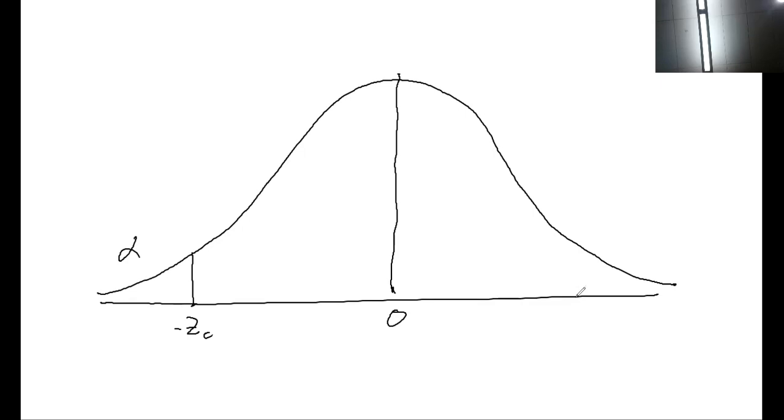But it's much easier in most cases to determine the area to the left or right of that test value. For example, suppose my test value is here. Let me use letter T. My test value is here.